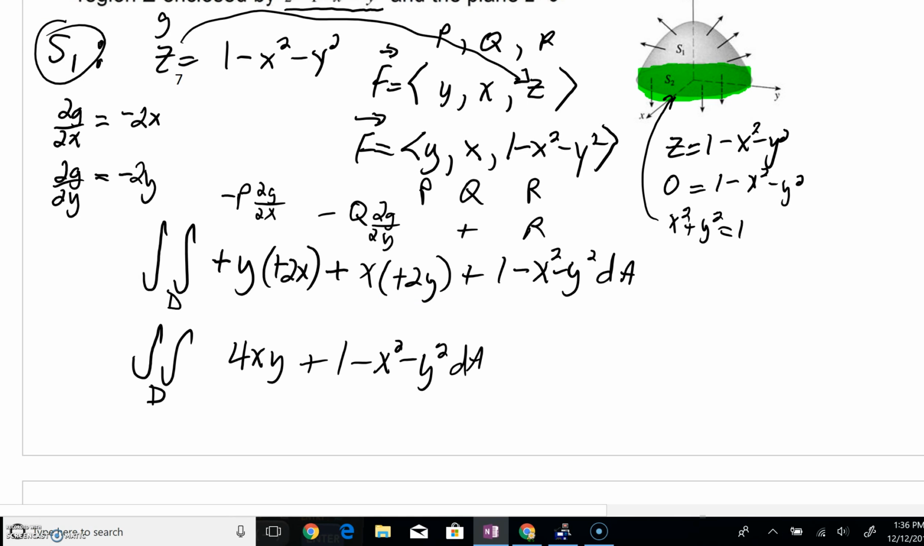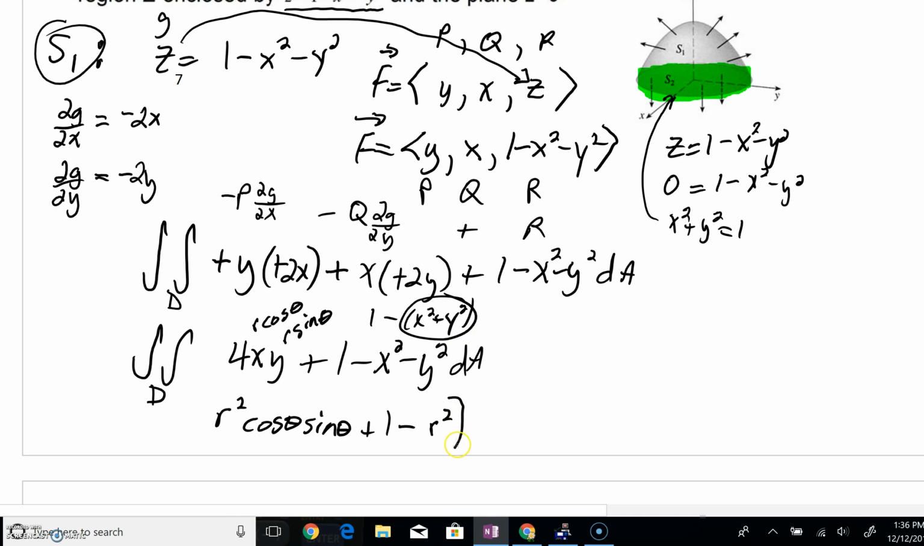All right, so as we go to polars, our x is going to be r cosine theta. Our y is going to be r sine theta. And this is ultimately 1 minus x squared plus y squared. So, hopefully you can see we're going to have an r squared cosine theta sine theta. And then you've got your 1, but I hope we all know that this is going to be minus r squared. X squared plus y squared is really just going to be a minus r squared.